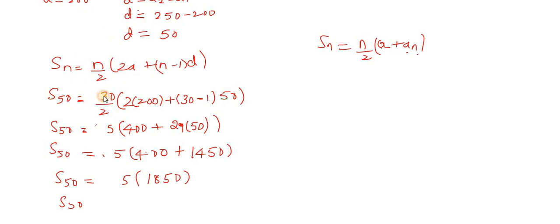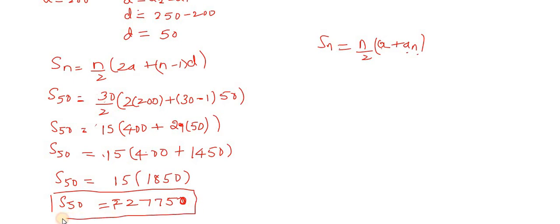So here 30 by 2 is 15, and again here 15, and here also 15. Now everything is fine. 15 into 1850 is 27,750. You need to pay 27,750 rupees as a penalty. Who? The contractor. I hope all of you understood.